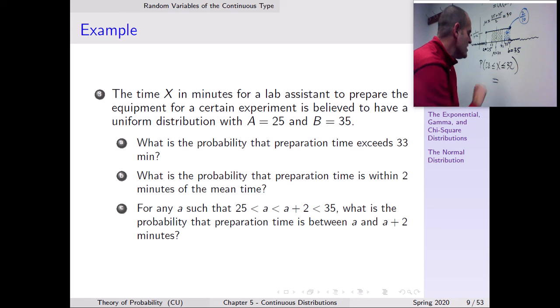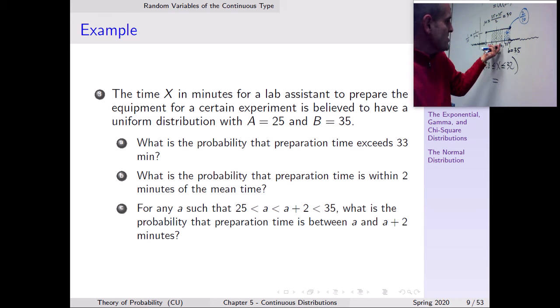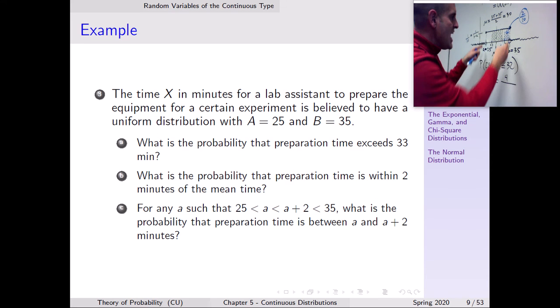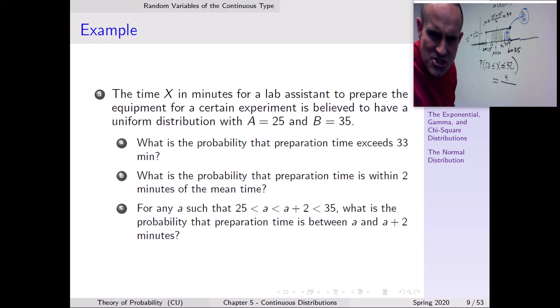And what is that going to be? In this case, it's fairly easy. I could go and do an integral again, but let's not. Let's just say, what is the width of this interval? It's 4. And what is the width of the entire interval in question? 10.